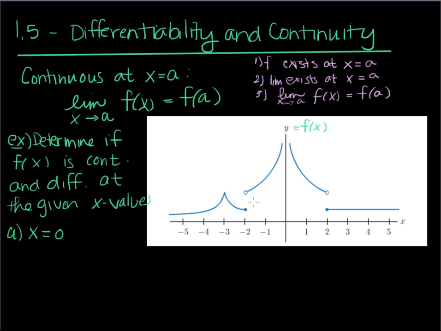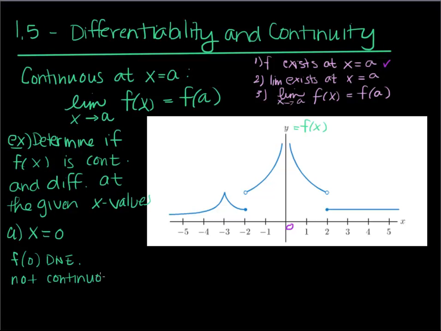So let's look at 0 here. If I look at x equals 0, the first thing that I can see is that I'm not going to satisfy number 1. If I look at what is f of 0, notice f of 0 does not exist. Thus, it is not continuous.